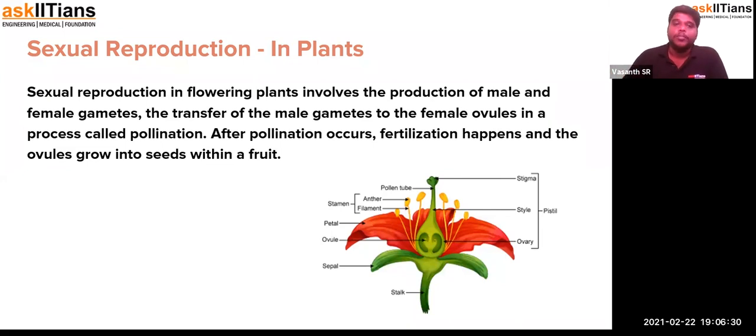They'll be united by a process called pollination. So the male and the female gamete are transferred, and that process is called pollination. After that, the fusion of the male and the female gamete is called fertilization. From the fertilization, they will form a seed, and the seed will be enclosed by the fruit. That part is called the ovary. So the ovary becomes the fruit. Now we'll see the parts in detail.